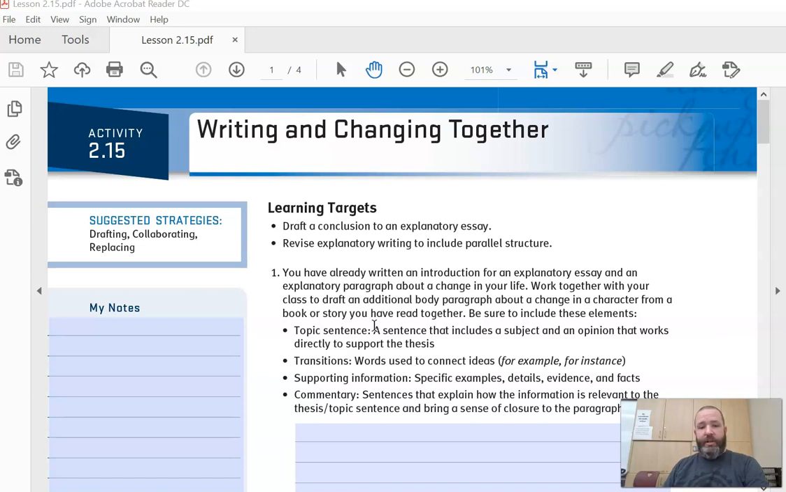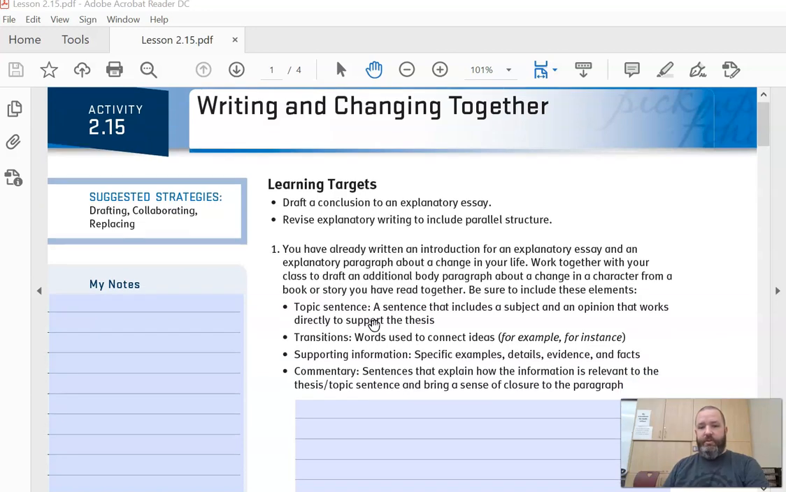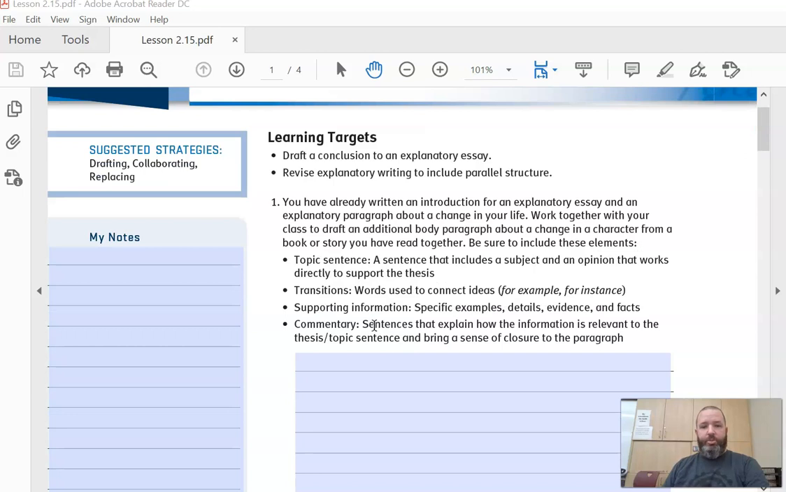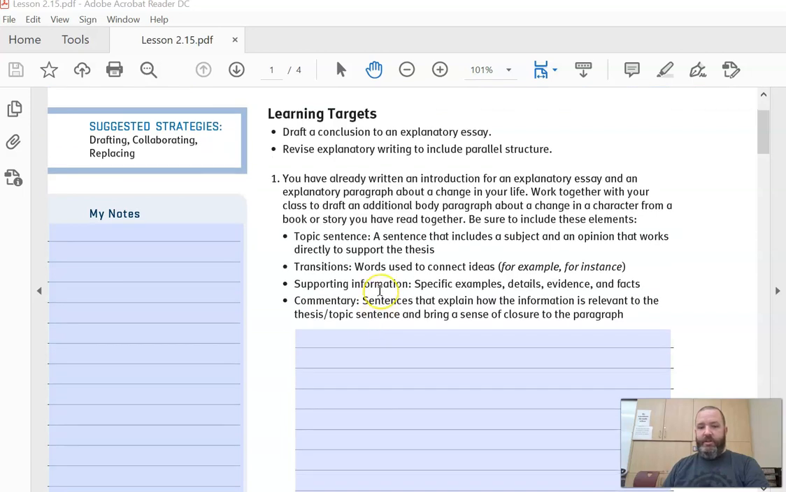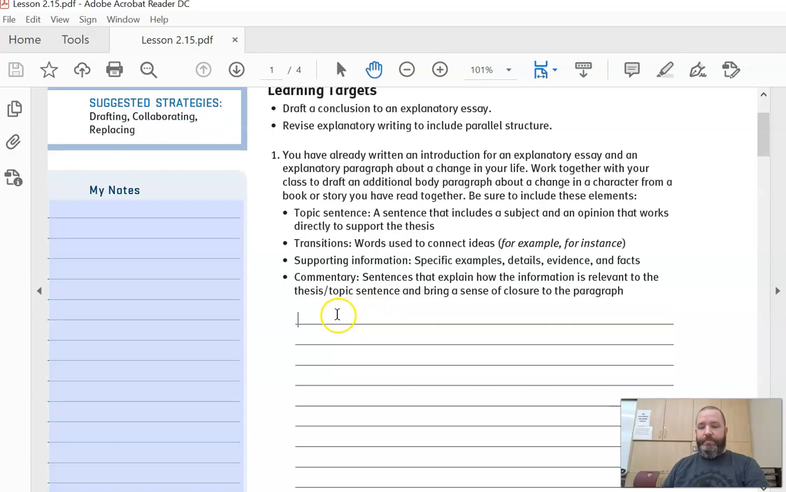Be sure to include these elements. A topic sentence. A sentence that includes a subject and an opinion that works directly to support the thesis. Transitions. Words used to connect ideas, for example, for instance. Supporting information. Specific examples, details, evidence, and facts. And commentary. Sentences that explain how the information is relevant to the thesis topic sentence and brings a sense of closure to the paragraph. Since we just read Walk Two Moons, let's use that one.